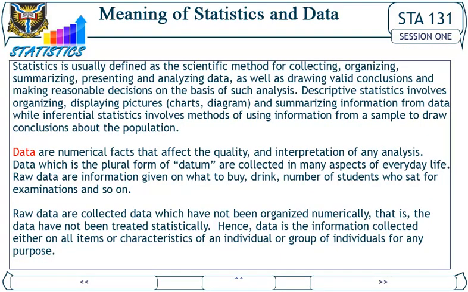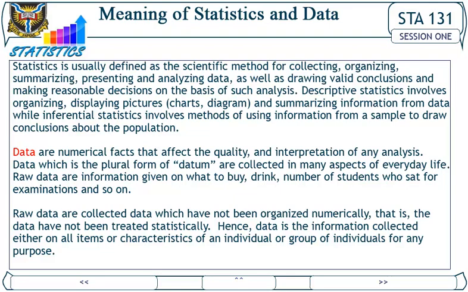Meaning of statistics and data. Statistics is usually defined as a scientific method for collecting, organizing, summarizing, presenting, and analyzing data, as well as drawing valid conclusions and making reasonable decisions on the basis of such analysis. Descriptive statistics involves organizing, displaying (pictures, charts, diagrams), and summarizing information from data, while inferential statistics involves methods of using information from a sample to draw conclusions about the population.